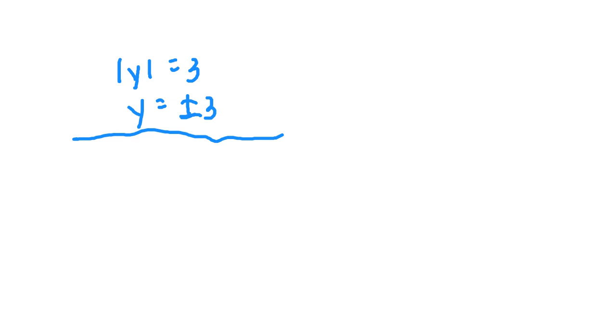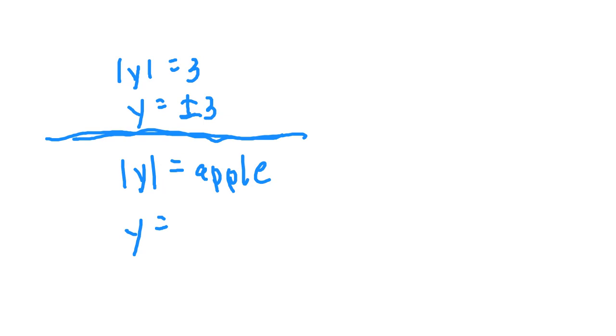Okay, so let's say you had now the absolute value of y equals an apple. What's y going to equal? Plus or minus an apple, because we cannot have minus apple. The absolute value of an apple is the apple. The absolute value of negative apple is the positive apple. See what I'm doing there?